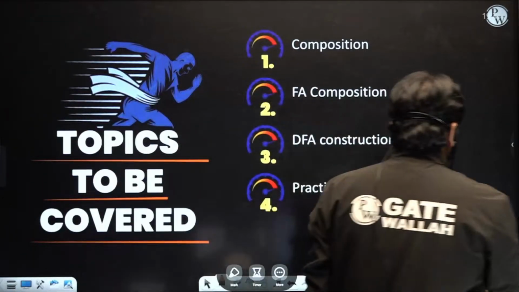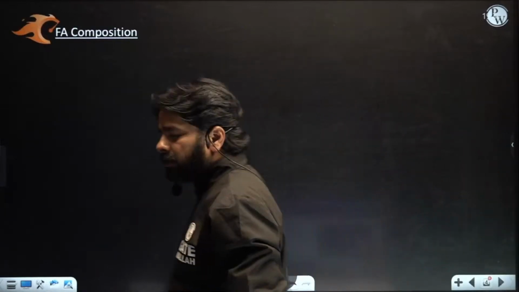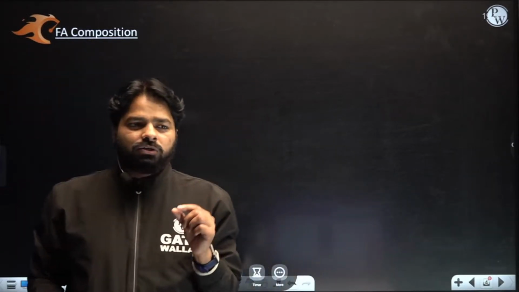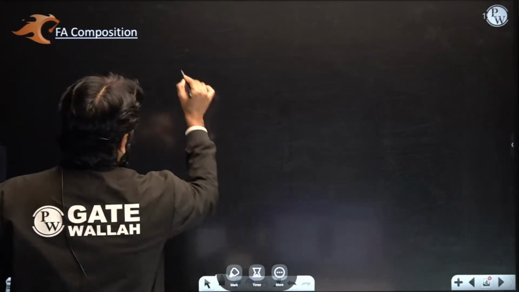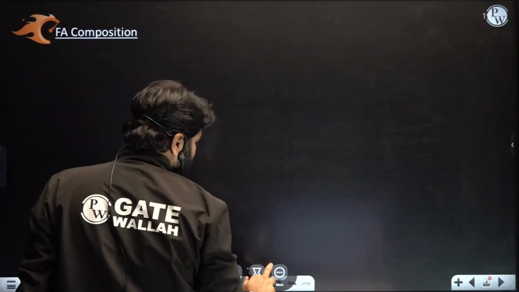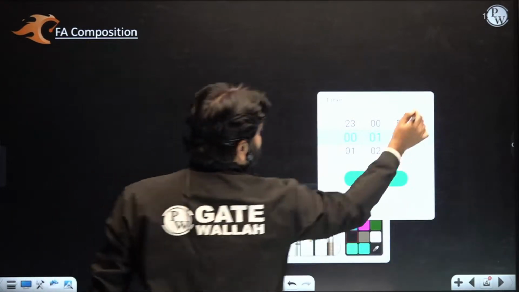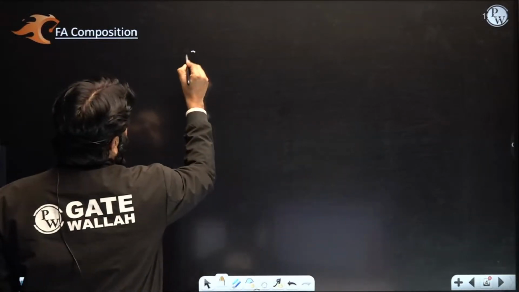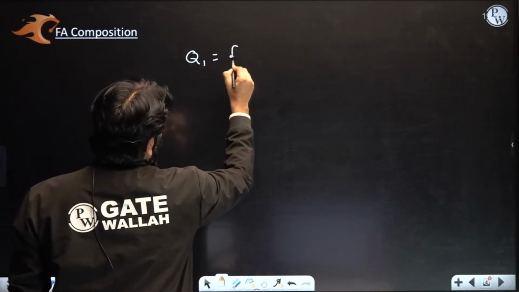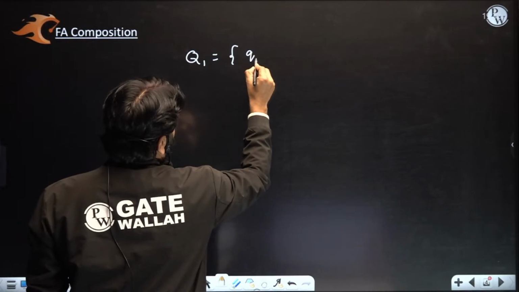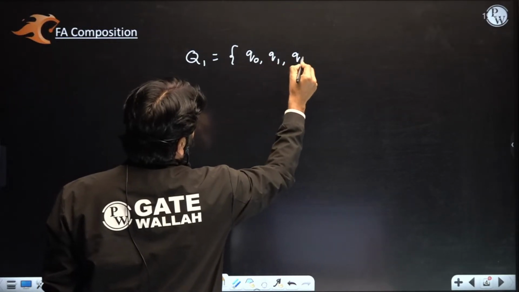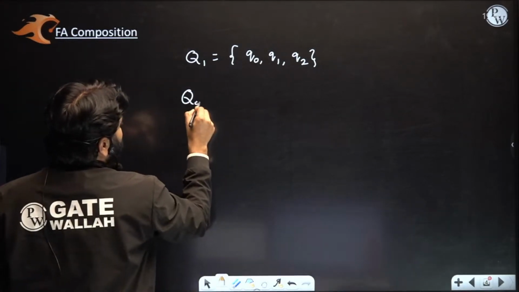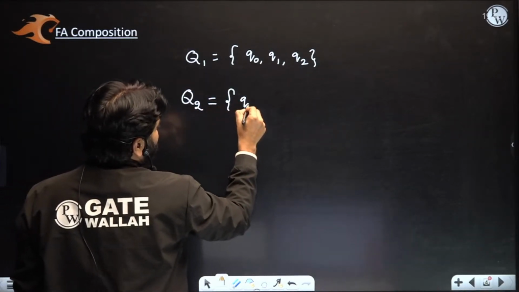Let me begin with what composition is. You have studied the Cartesian product of two sets, right? With the help of that we are going to do the composition. Let's say you have two sets: Q1 has elements Q0, Q1, Q2, and Q2 has some other elements.